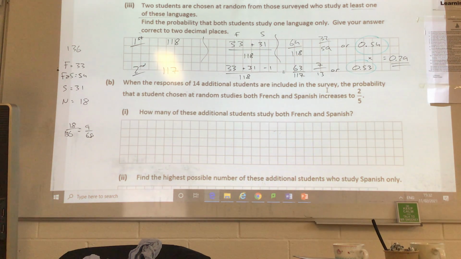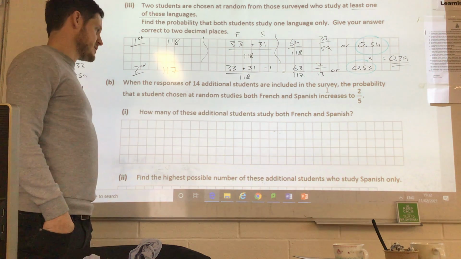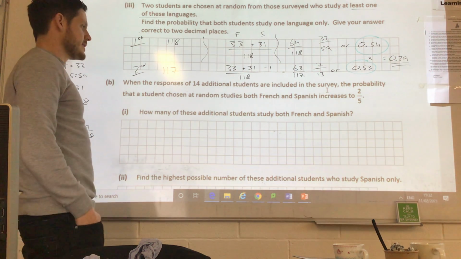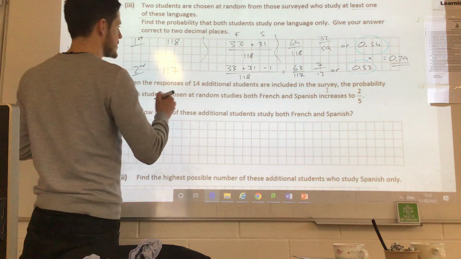So when the responses of 14 additional students are included in the survey, the probability that a student chosen at random studies both French and Spanish increases to 2/5. How many of these additional students study both French and Spanish? Okay, so this is a little bit more difficult. It isn't actually taking into account the traditional probability. We're working backwards here. So, important thing, we know 14 additional students are included.